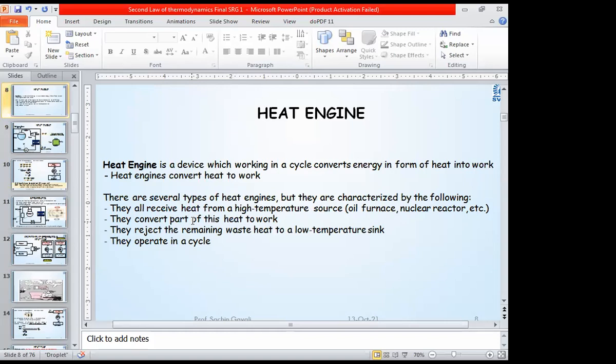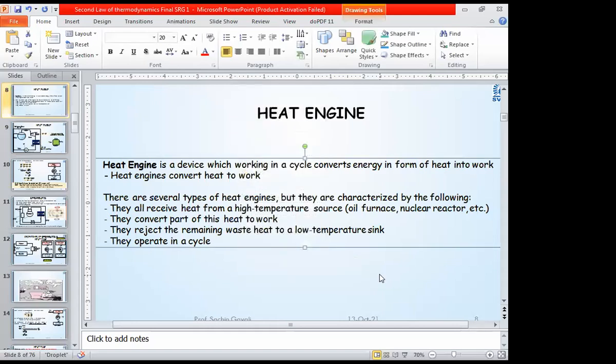Don't limit your definition of heat engine to only the IC engine. It is not the case. Anything which is taking heat as the input and delivering work as the output is called a heat engine. It may be a steam turbine, it may be an internal combustion engine, anything which takes heat as input and develops work as output. So they reject the remaining waste heat to a low temperature. Now we'll go forward.